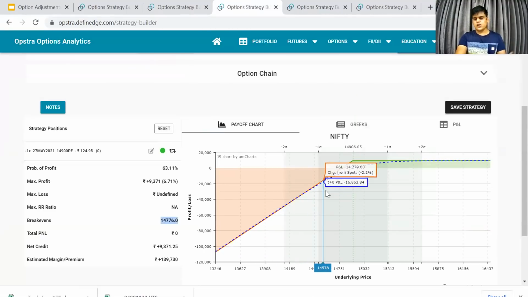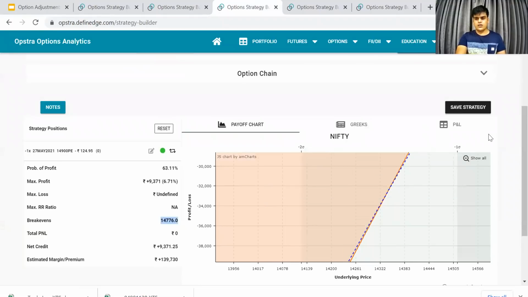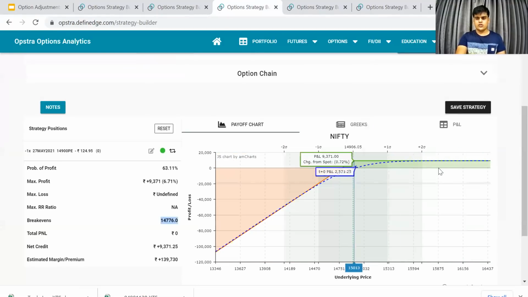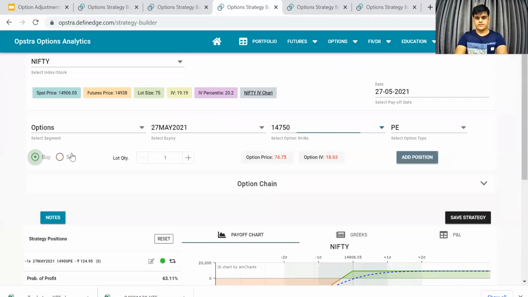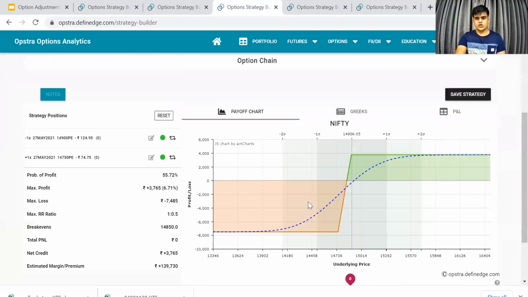Suppose this is a payoff of a naked put sell. First thing to manage this is you buy the break even leg. So now the loss is unlimited on the downside. So what you will do is you buy the break even leg, which is 14776. So you can buy 14,750. So you can see the loss is capped on the downside.